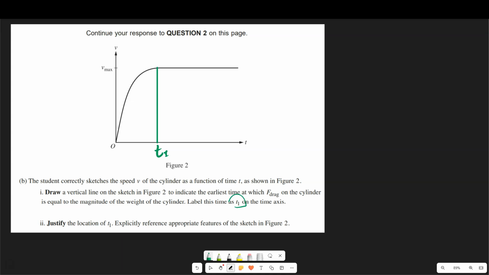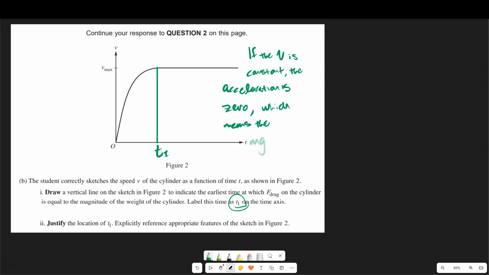That's what they've asked us to do here, so we have to be careful to do that. And then it says justify location of T1, reference appropriate features of the sketch. So we could say something like, if the velocity is constant, the acceleration is zero, which means the mg at that point is equal to bv squared. So I could bring in the former equation and show you what I'm talking about, but if your acceleration is equal to zero, then this is going to be a true statement here. So they are equal in magnitude to each other, just not in terms of direction.